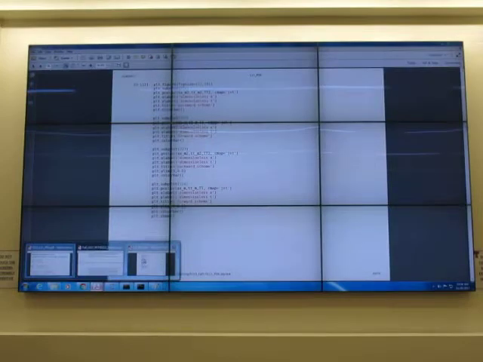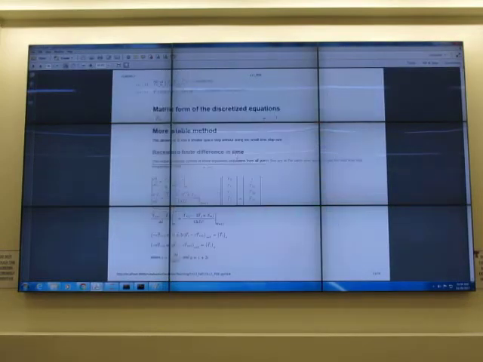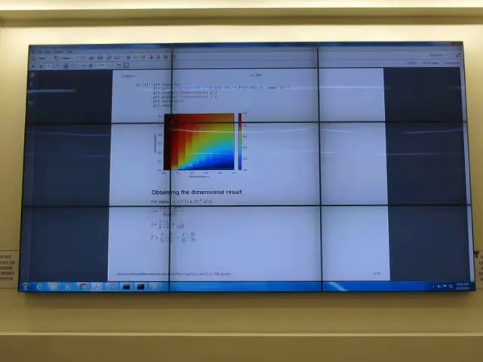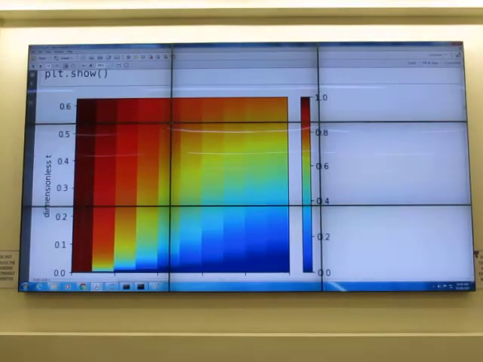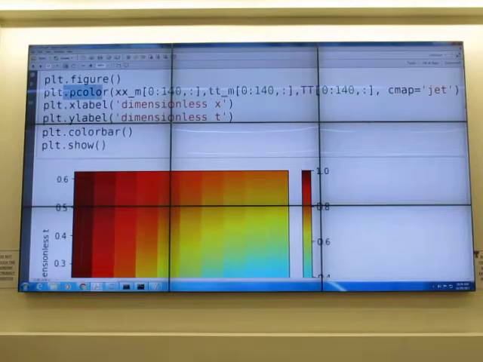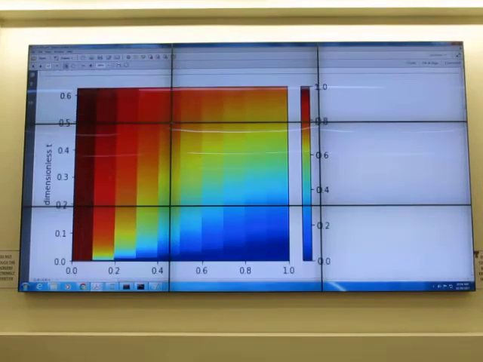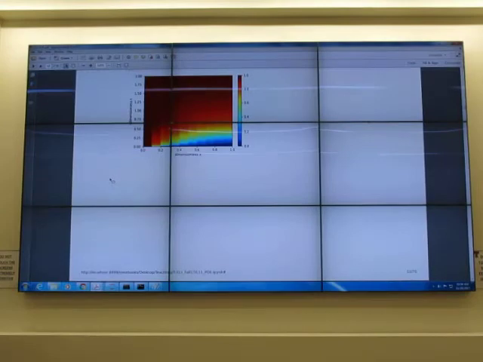To not scare you, let's take a look at the code a little bit. Okay, this one, you see, maybe you don't see. Pcolor, that's how I got this. You see? That's pcolor.